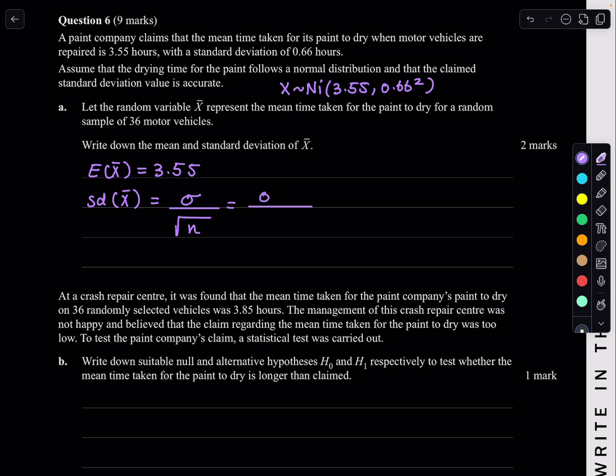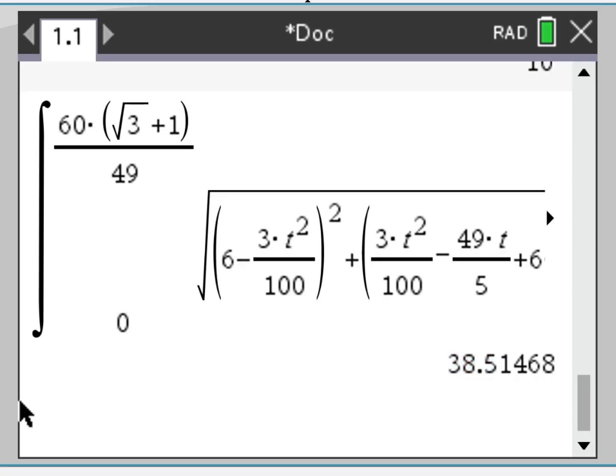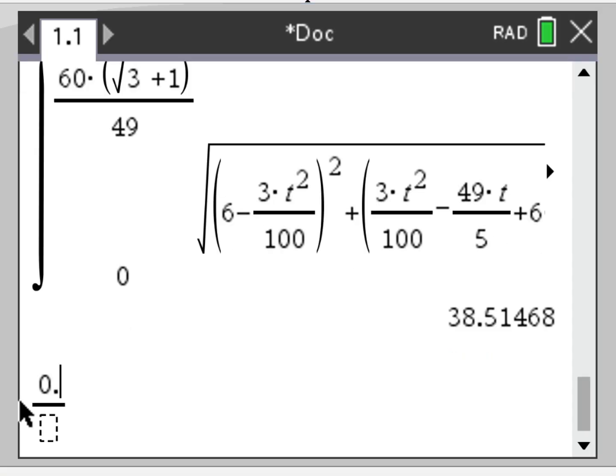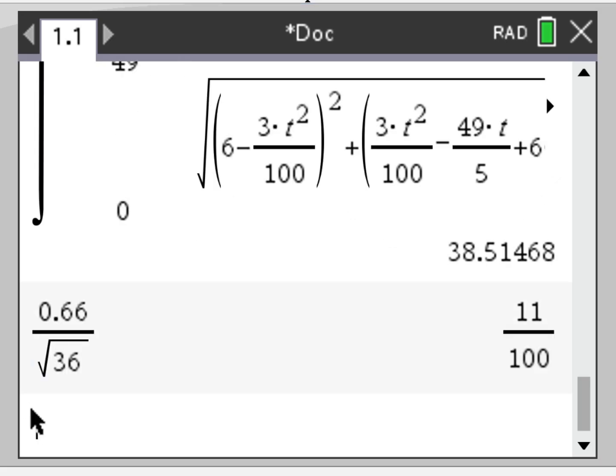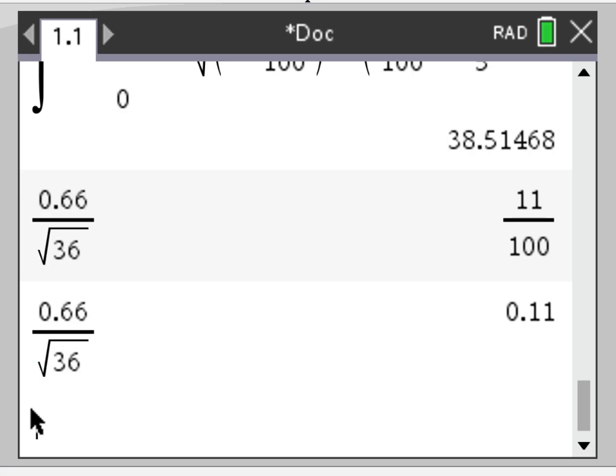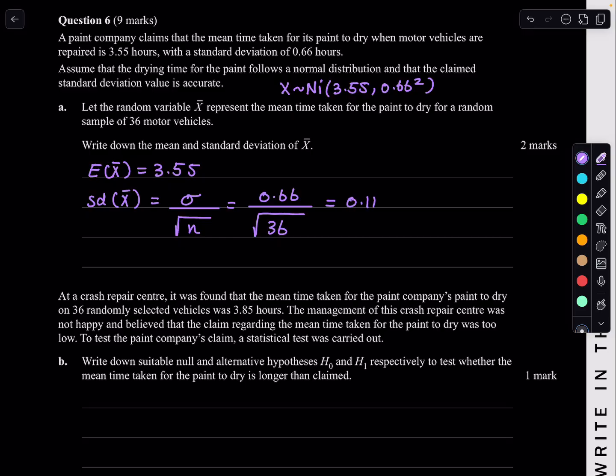The standard deviation was 0.66, and n was 36, because we had a sample of 36. Let's use our CAS here: 0.66 over the square root of 36 gives me 0.11. Yep, 0.11. Done. These are our values, that one here and that one.